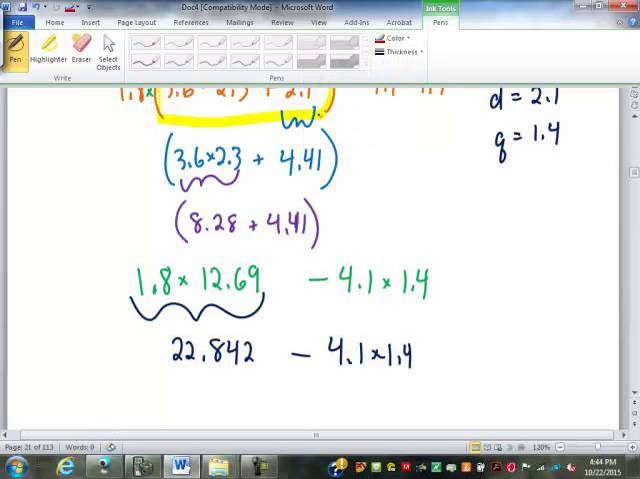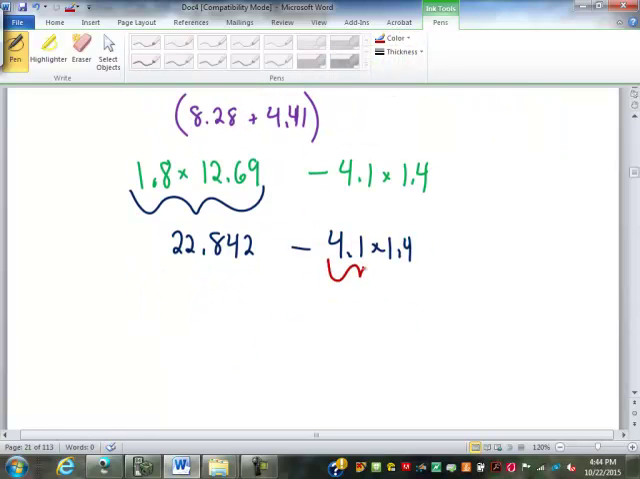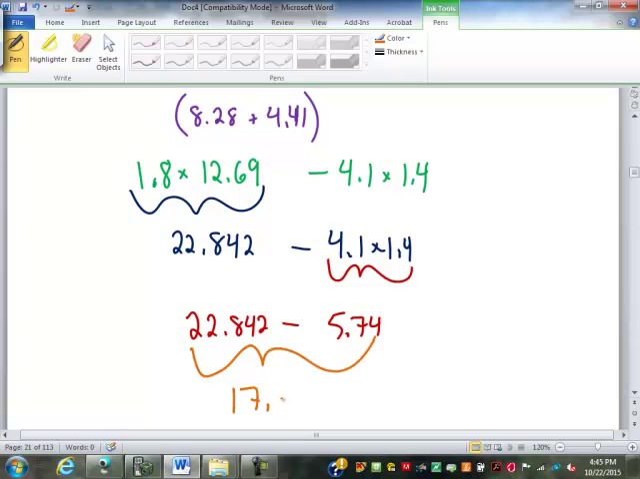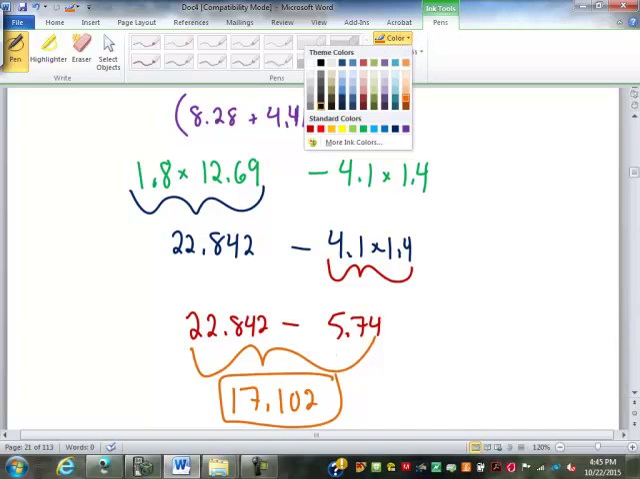Next, 4.1 times 1.4, which is 5.74. So now we've got 22.842 minus 5.74, which is 17.102. How many of you got 17.102? Okay. So we got a pretty good average on that one.